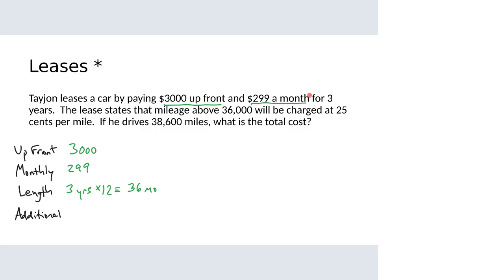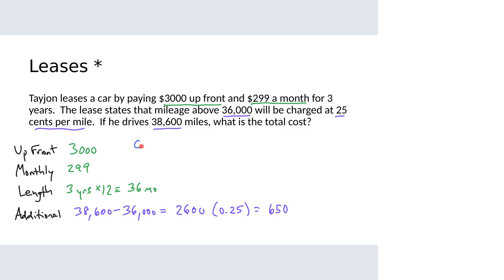And then the additional charges here, well, he was supposed to drive 36,000, but he drove 38,600. So we're going to have to subtract to find out how many miles he's going to have to pay for. 38,600 minus 36,000 is 2,600 miles that he's going to have to pay for. We're told those are going to cost 25 cents per mile, so we'll multiply by 25 cents. Be careful there. Make sure you don't do dollars. And see that that's going to be an extra $650 that he's going to have to pay above his upfront cost and his monthly payment.